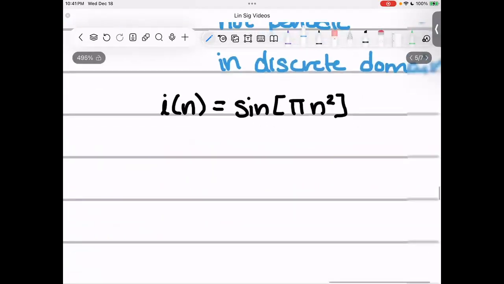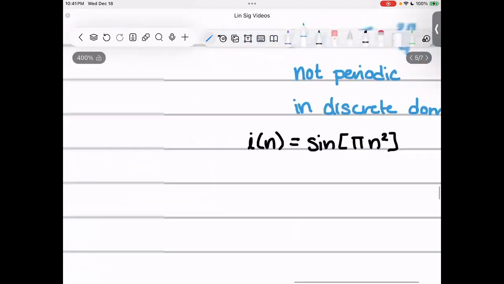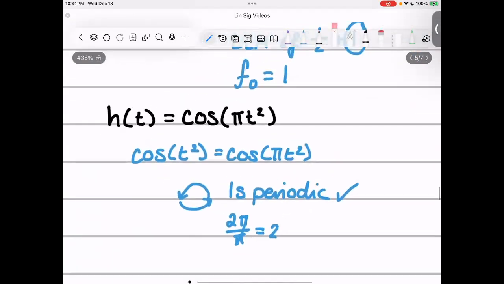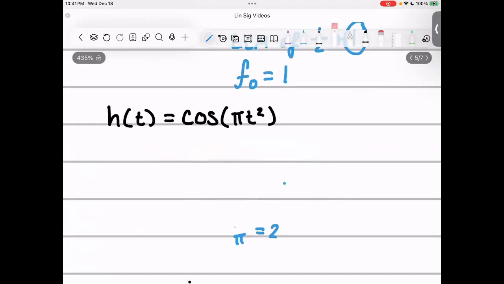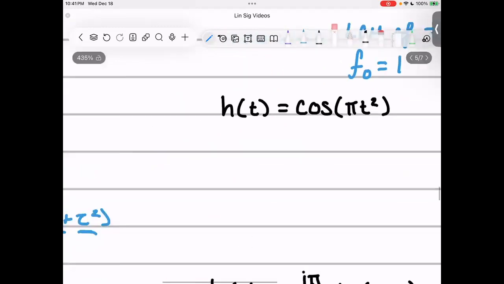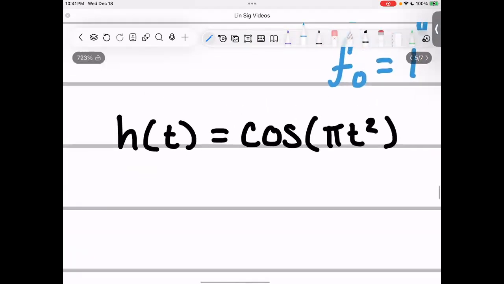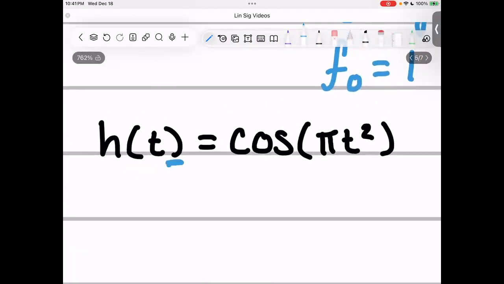Let's move on to our next example. Let's try another tricky example here. We have, in the continuous domain, cosine of pi t squared.